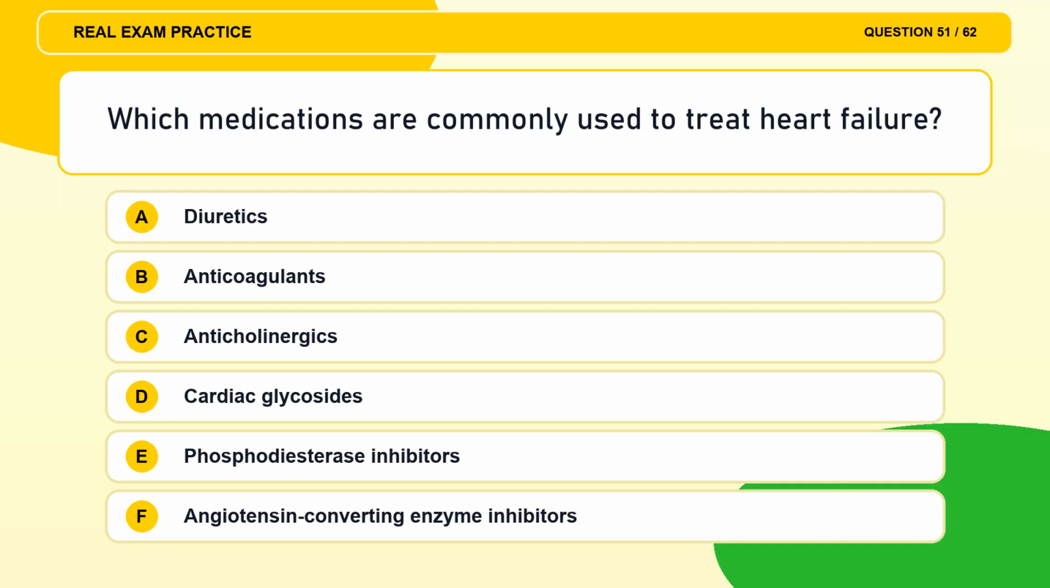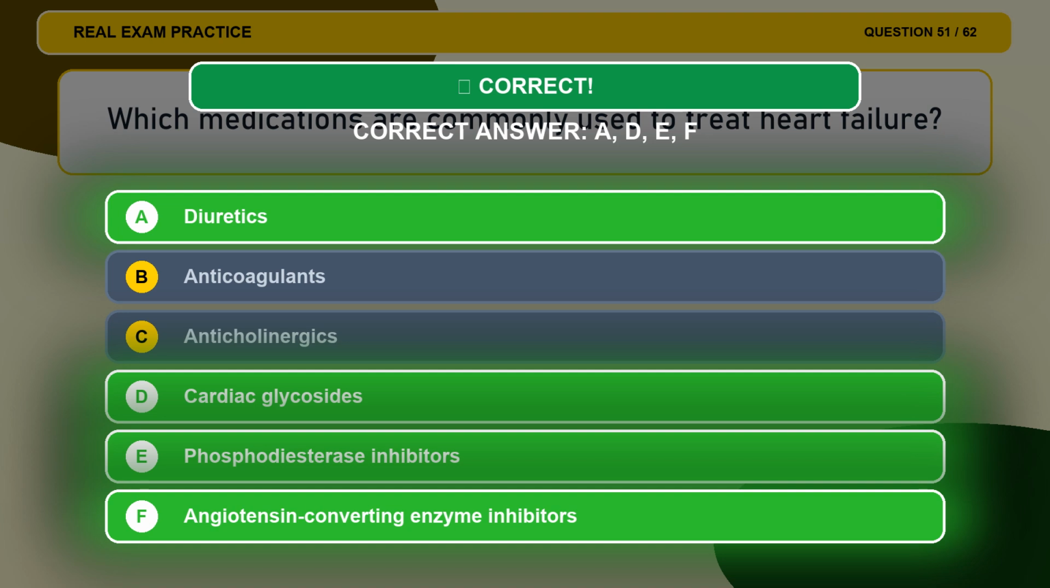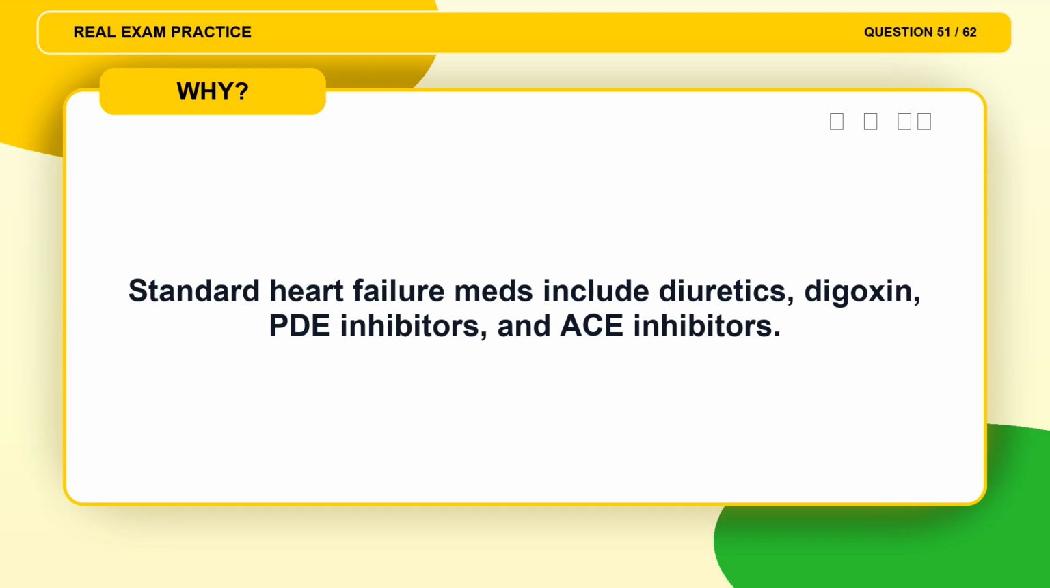Question 51. Which medications are commonly used to treat heart failure? Option A, diuretics. Option B, anticoagulants. Option C, anticholinergics. Option D, cardiac glycosides. Option E, phosphodiesterase inhibitors. Option F, angiotensin-converting enzyme inhibitors. The correct answers are options A and D and E and F, diuretics, cardiac glycosides, phosphodiesterase inhibitors, angiotensin-converting enzyme inhibitors. Standard heart failure meds include diuretics, digoxin, PDE inhibitors, and ACE inhibitors.